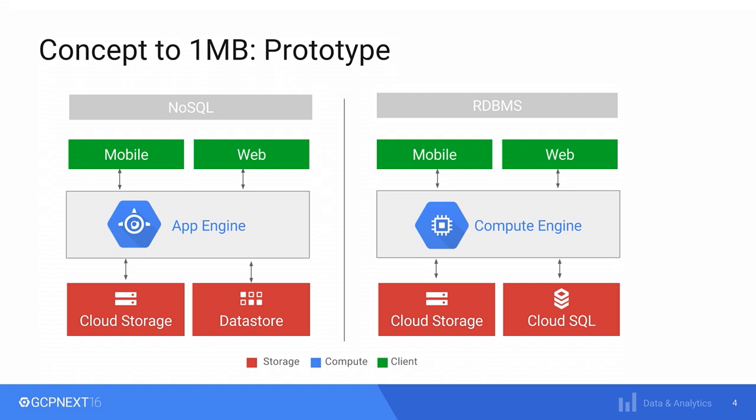Now, if you wanted to go down the relational database path, the way that you do this is you would spin up Compute Engine to use whatever framework you want. Now, this could be Node, and we just introduced Node and App Engine. This could be Python Django if you're a Python developer. It could be WordPress that you're running on a Compute Engine instance.